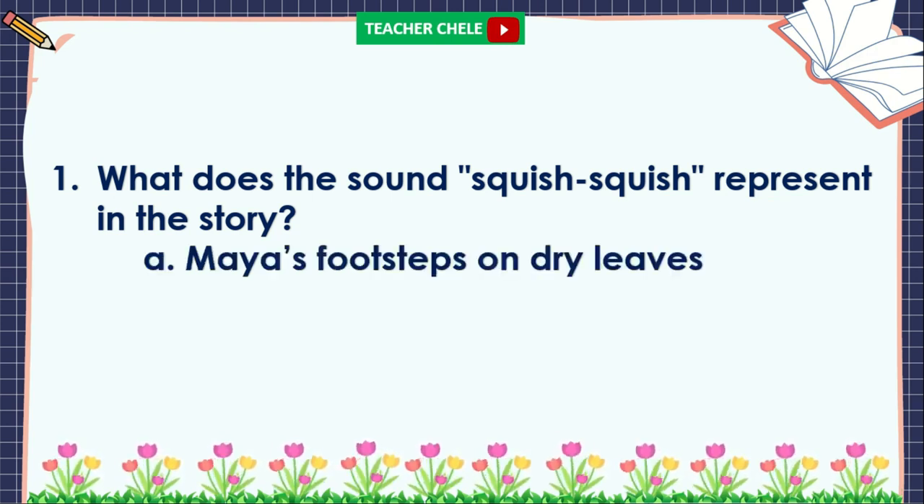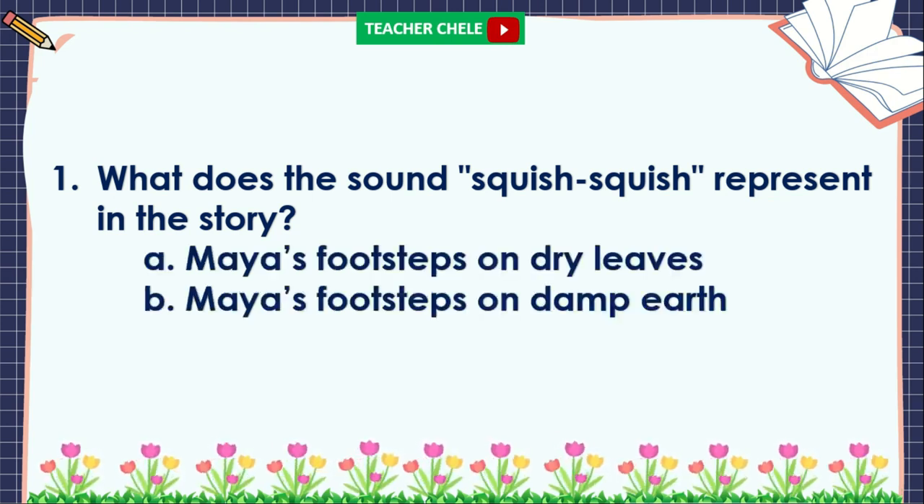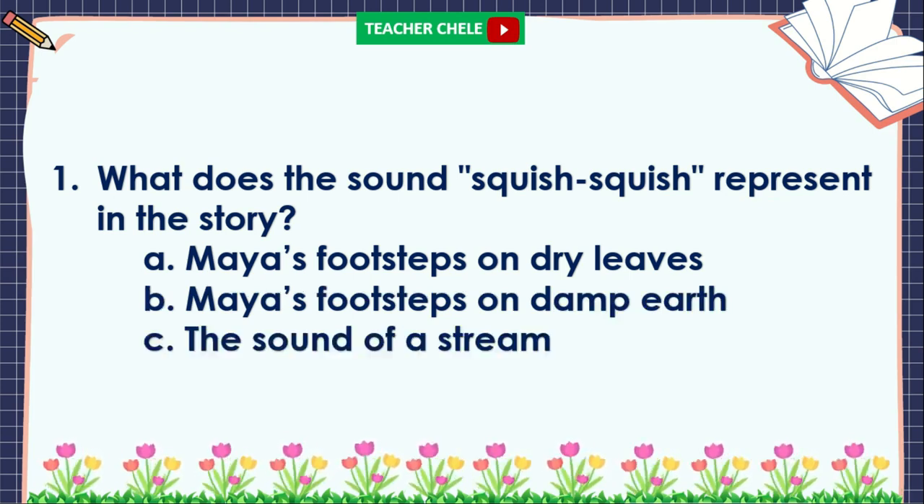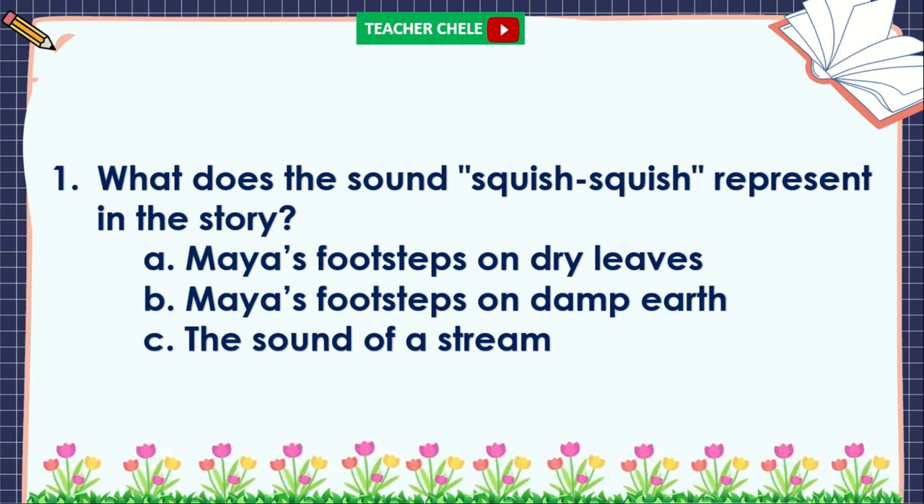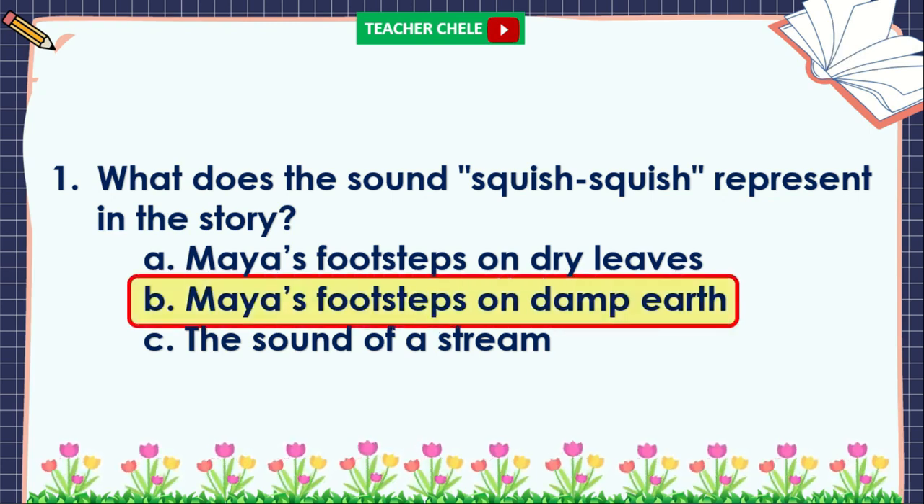A. Maya's footsteps on dry leaves. B. Maya's footsteps on damp earth. C. The sound of a stream. You're right. The correct answer is letter B, Maya's footsteps on damp earth.